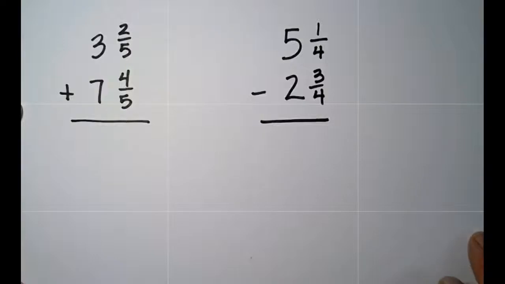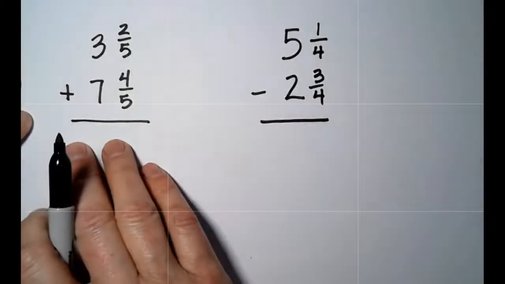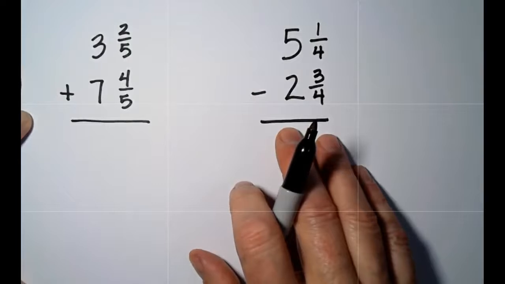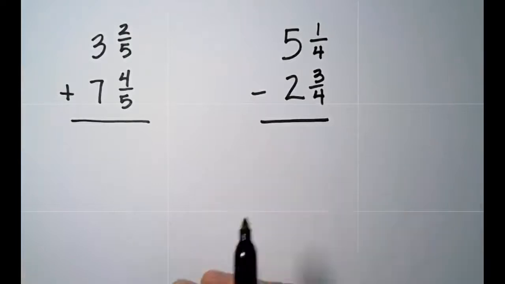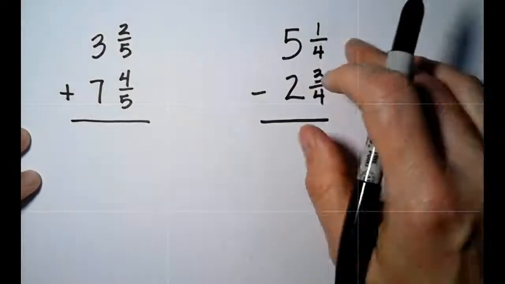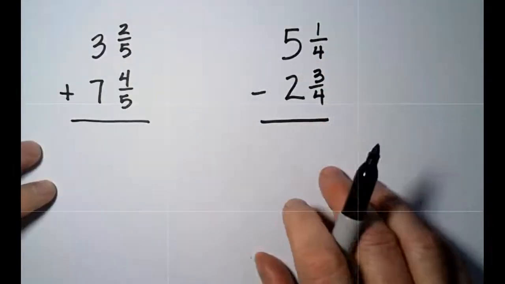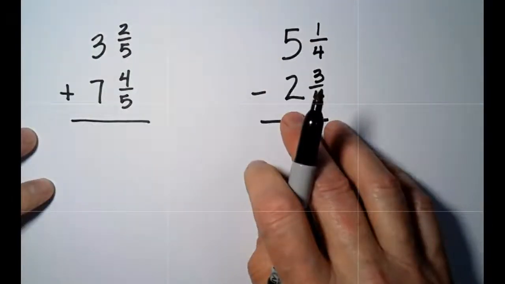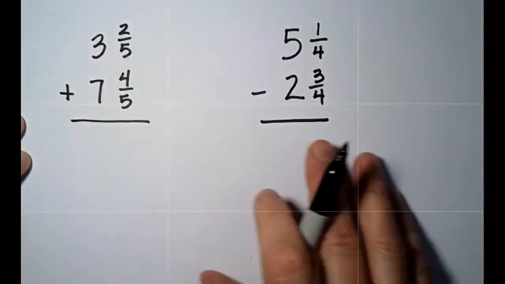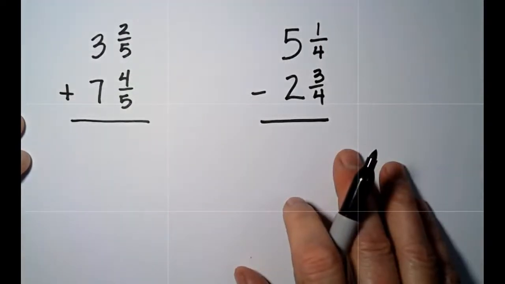Okay, in this video we're going to look at adding and subtracting mixed numbers. And when it doesn't involve regrouping, it's pretty easy. You just add the fractions or subtract the fractions, add the whole numbers or subtract the whole numbers, and you're good to go. So I'm going to focus on the ones that do involve regrouping.